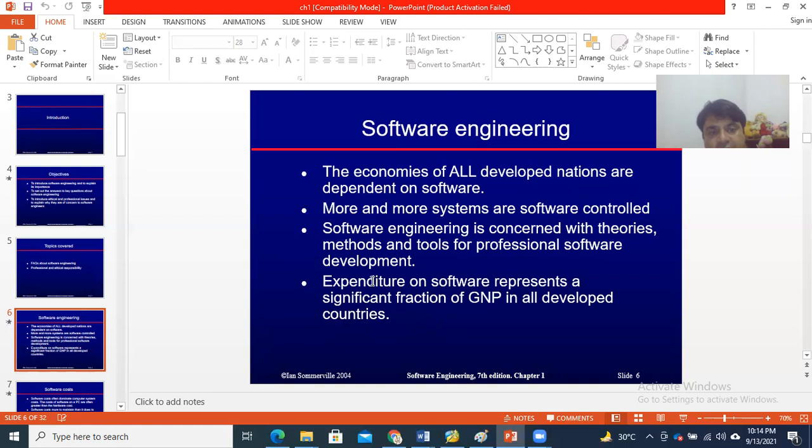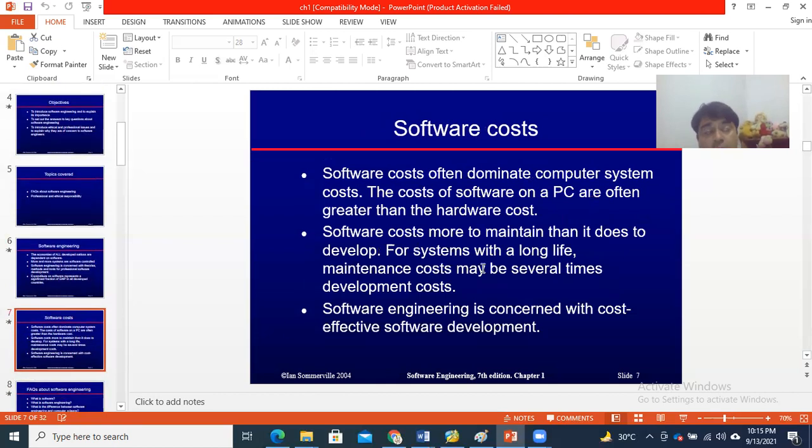So this first introductory slide explains what software engineering is. This allows you to understand the importance of software. This helps you realize the impact of software in our daily life. This also lets you know the cost of software and how much impact it has over the GDP or GNP of a developed country or nation. Then we will talk about software cost.